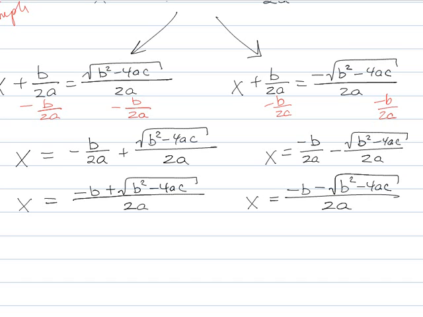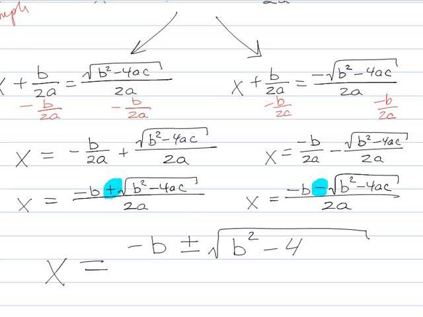you'll see that these two sides are actually the exact same thing, except one has a plus sign and one has a minus sign. Which is why, when we write the quadratic formula in general, for any quadratic, the general solution is that x is equal to negative b, either plus or minus, depending on which solution you go to, the square root of b squared minus 4ac all over 2a.